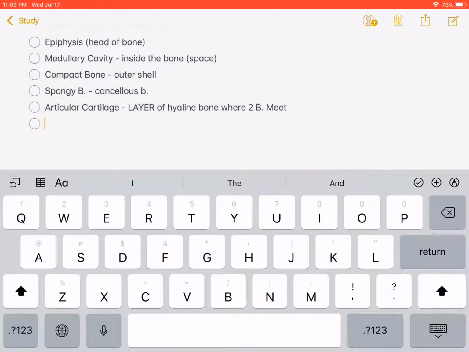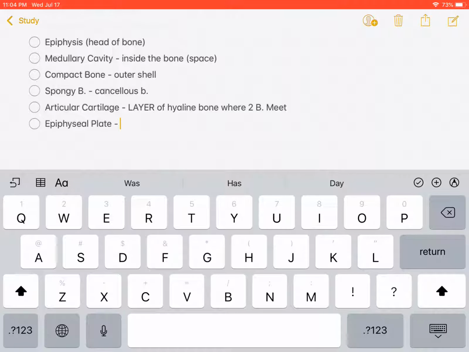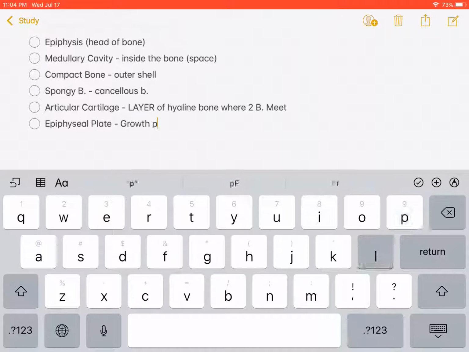Epiphyseal plate, or the growth plate, is actually really important. So the epiphyseal plate, again, if I'm mispronouncing any of these things, just please let me know, and I'll be more than happy to, just leave it in a comment. This is also known as a growth plate. It separates the marrow between the diaphyses and the epiphysis.